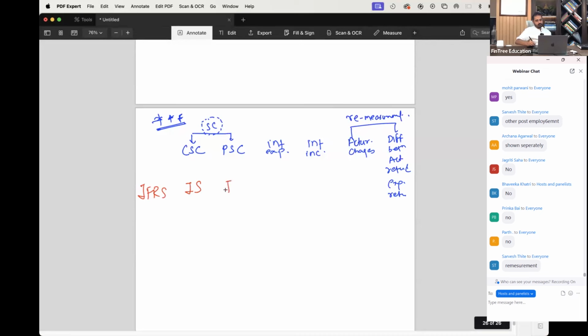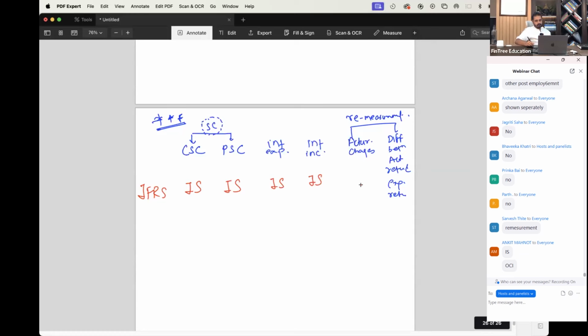Now, under IFRS, current service cost is shown in income statement. Past service cost, income statement. So IFRS uses the language that service cost is to be shown in income statement, but when they mean service cost, they mean current service cost as well as past service cost. Interest expense, income statement. Then interest income, income statement. Remeasurement, both the items, they go into OCI, both of them, OCI.